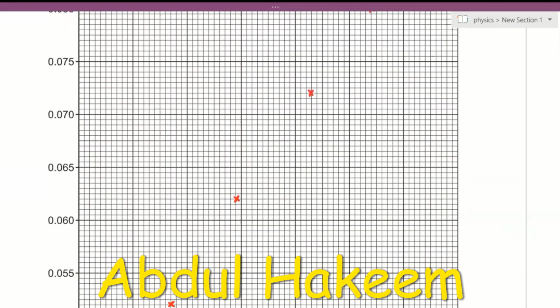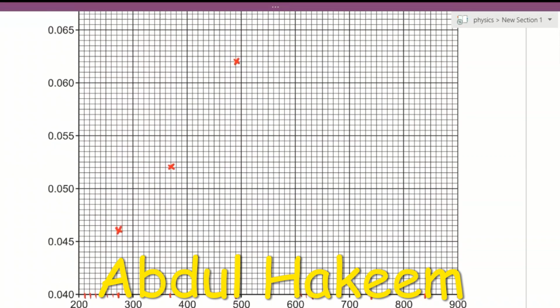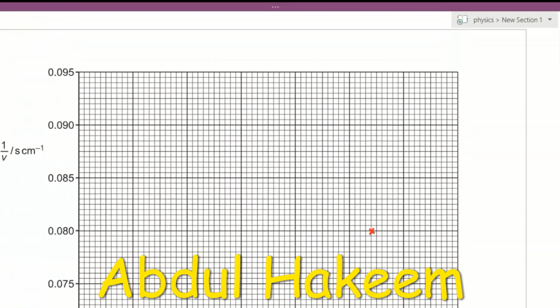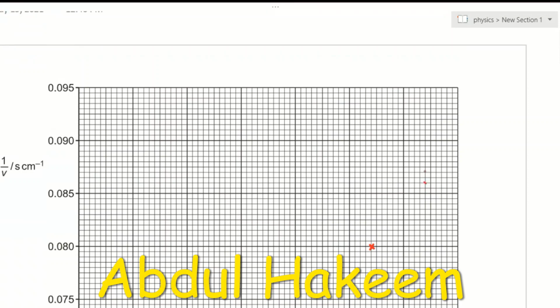And the next point is 840. So this is the point, which is the 840. And at the y-axis, this is 0.088. So this is 0.086. This is 7, and this is 8. So these are the points.